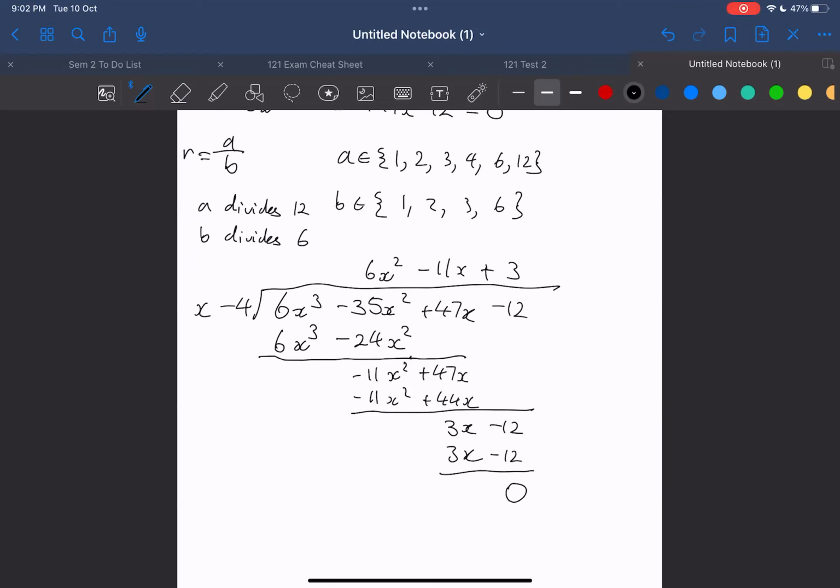Okay, and then you get a remainder of 0 here, right? If x minus 4 wasn't a factor and you tried doing this, you would get some constant term left over here. But because we know that x minus 4 is already a factor, we should get a remainder of 0 here. So we have successfully factored this thing as x minus 4 times 6x squared minus 11x plus 3. And then obviously you could just use the quadratic formula here to get your other 2 roots, and then you've found all 3 roots. Okay. Oh, and then that's time.